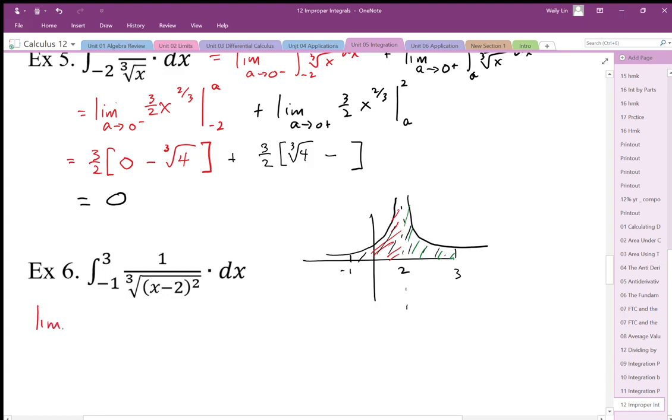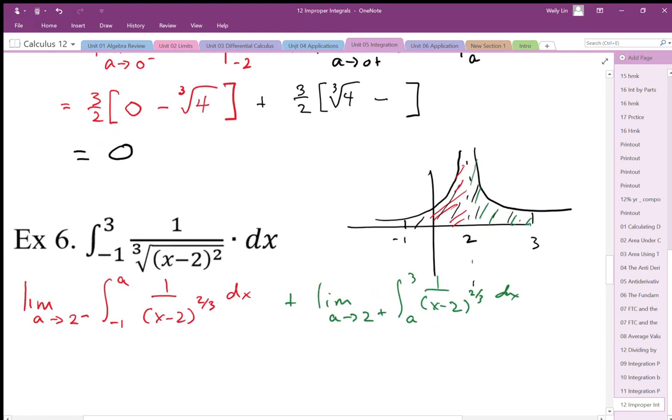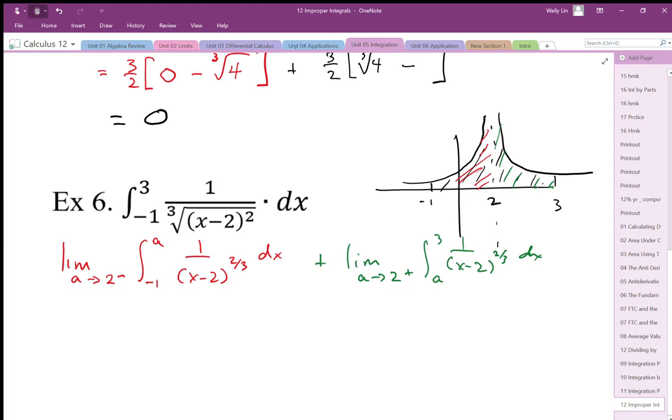It's going to be the limit as a goes to 2 from the negative side. Okay, and it's going to be the integral of -1 to a, left to right, 1 over (x minus 2) to the 2/3, and I'm just going to put it as 2/3 just to make it a little bit easier to integrate that. And then on the right hand side here, so plus, it's going to be the limit as a approaches 2 from the positive side this time. So we're going to approach that asymptote from this side. And it's going to be from a to 3 and 1 over (x minus 2) to the 2/3 dx. Okay, so that's 2/3.